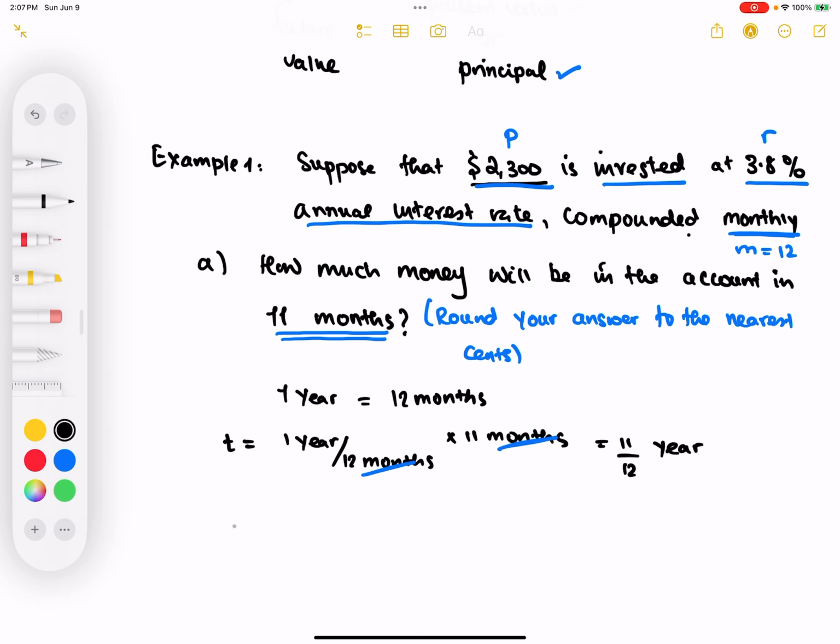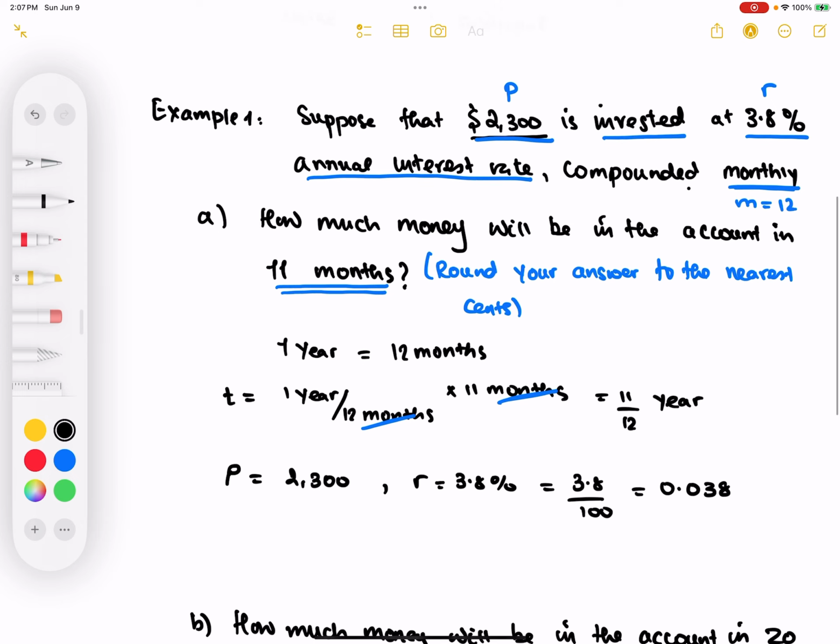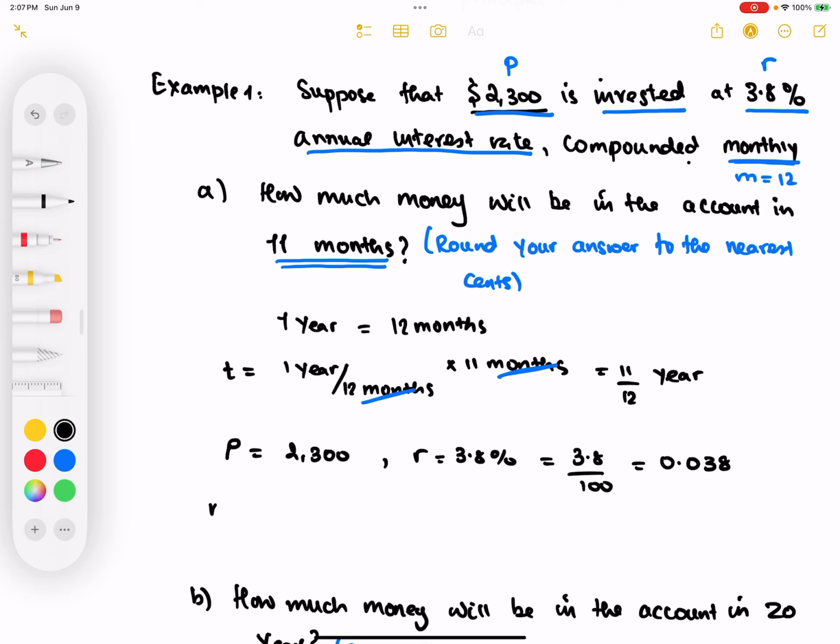Now I have T. What is the principal? P is 2,300. And the rate is 3.8%, but we have to convert this one into decimal. That is 3.8 divided by 100. This becomes 0.038. And everything is set up. M is also given, M is equal to 12. Now carefully plug into your formula to find the A value.